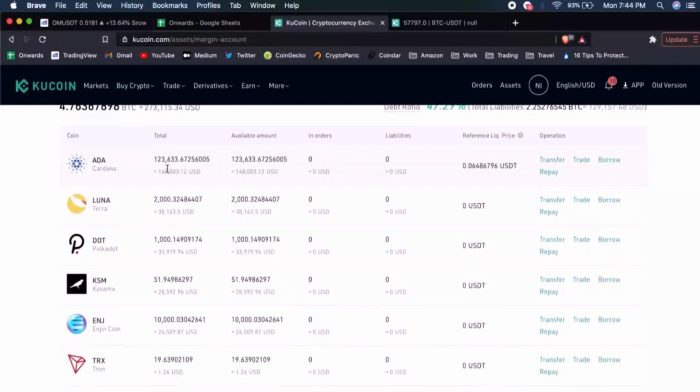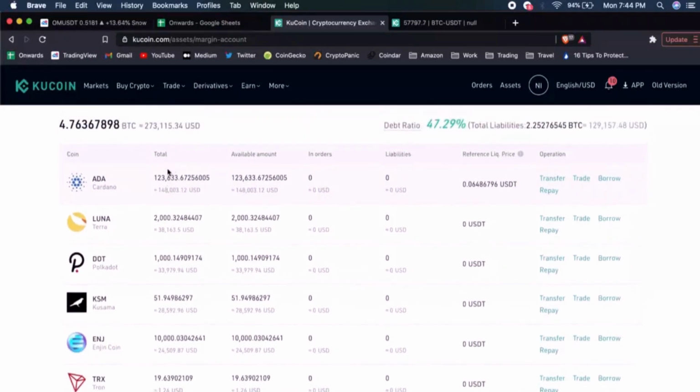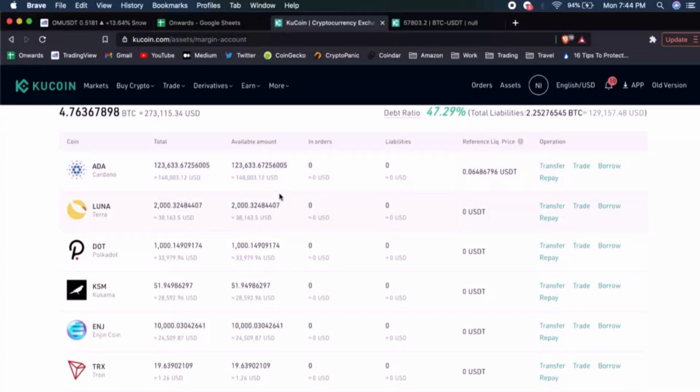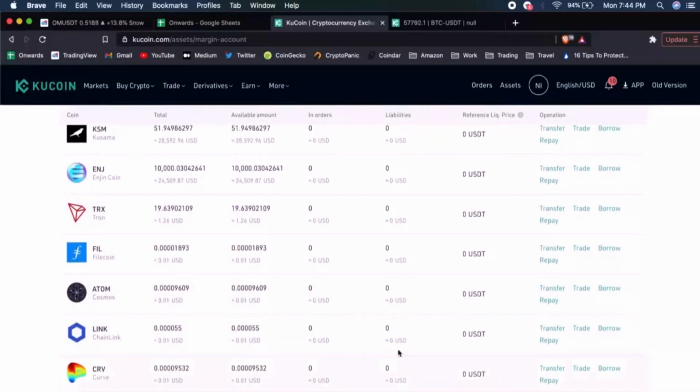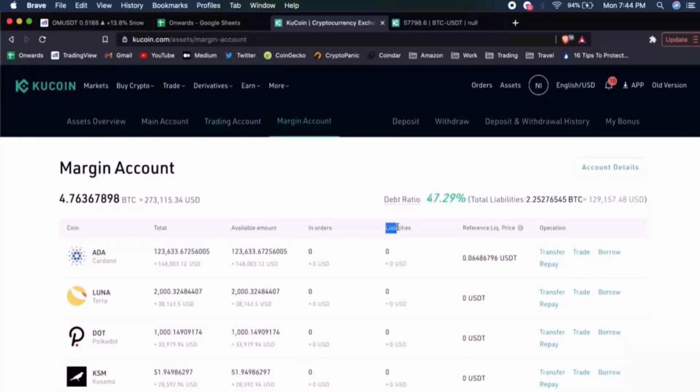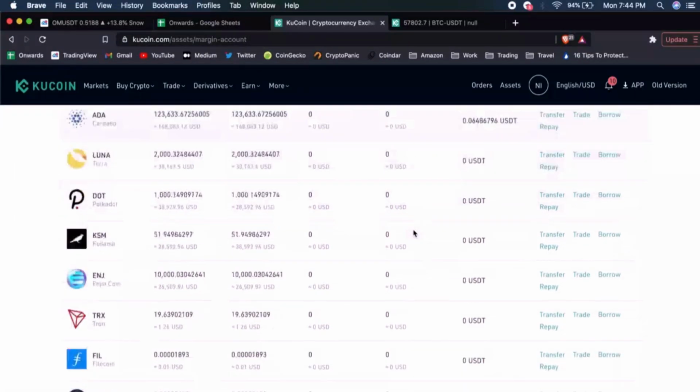So you'll notice I have a Cardano position. This is my margin position. You'll notice I have a $148,000 position on Cardano. I have a few other coins, but then I have my USDT, and you'll see this is under my liabilities column. This means that these are liabilities. I borrowed this and I owe this back. I gotta pay this back.